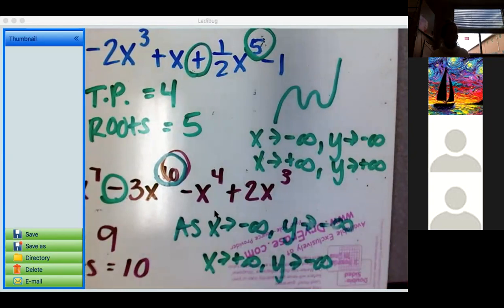Do I need to do any more examples? I'm not trying to be funny. Like, does anybody need to see one where I just give you the graph and you find stuff? I think we might need to do that. Let's do that and then we'll move on.